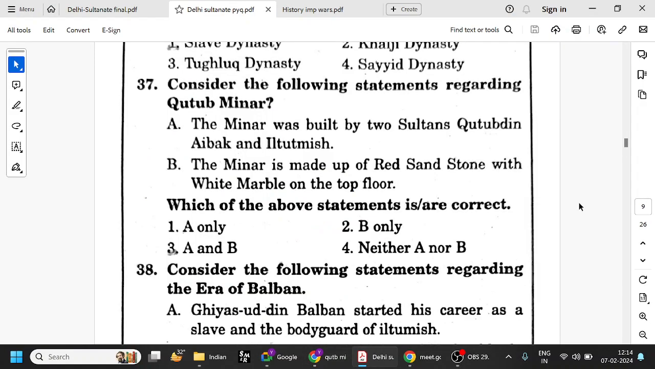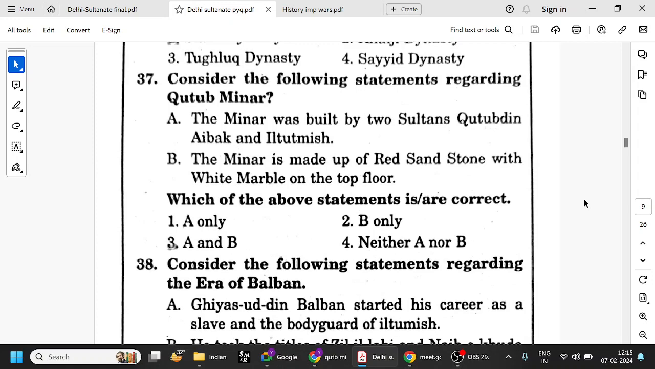In the Bhakti-Sufi movement, he will come up frequently. The Minar is made of red sandstone with white marble on top. Delhi Sultanate and Mughal Empire usually means red sandstone. During the Shah Jahan period, marble became more famous, in the Taj Mahal etc. But even before that, marble was present.